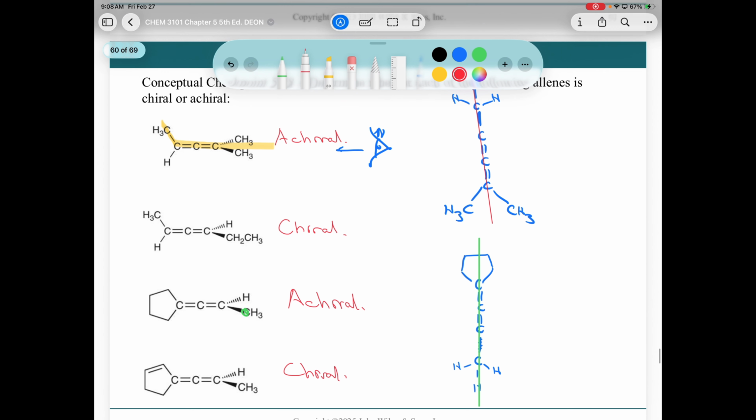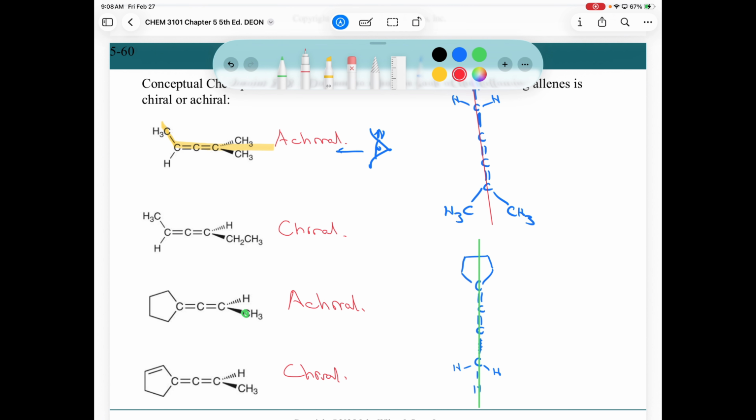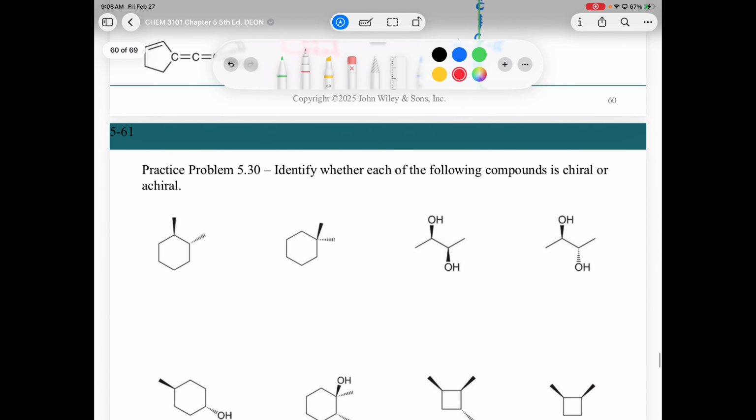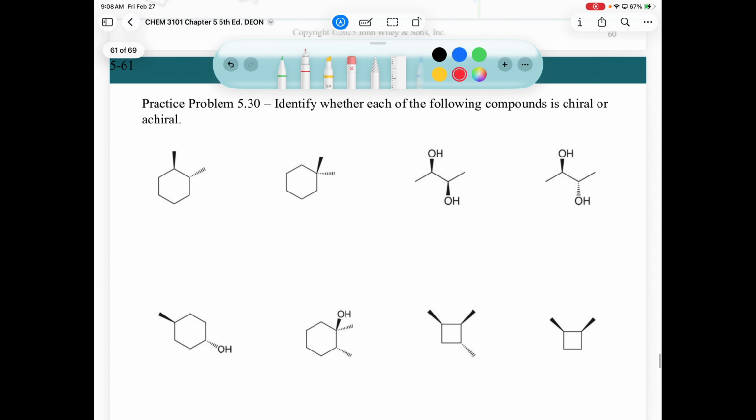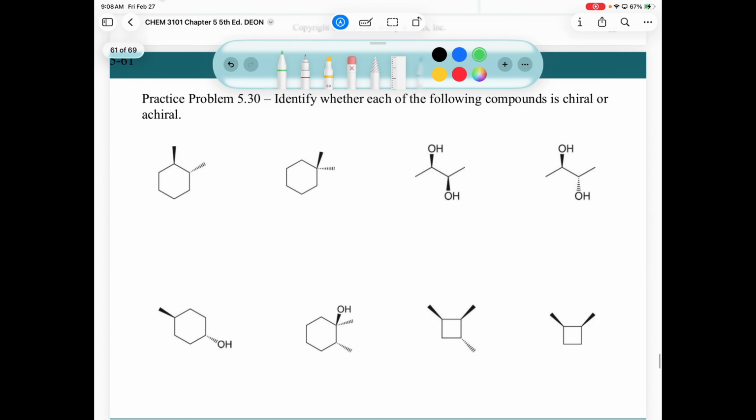If you're struggling with these, what I would recommend doing is building a model. If you find it really challenging, if you go to the Science Center with their model kits, you can build these allenes. Okay, let's try a couple more, determining whether a compound is chiral or achiral.